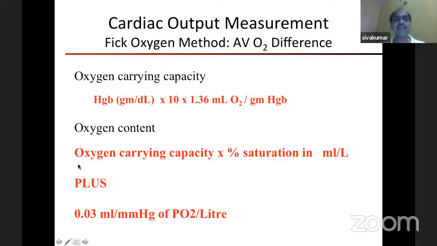Oxygen carrying capacity multiplied by the saturation that we got by that co-oximeter is the oxygen content. But a small amount of oxygen may be dissolved in the plasma also, so 0.03 ml per millimeter of mercury of PO2 per liter. So this is the total oxygen content.